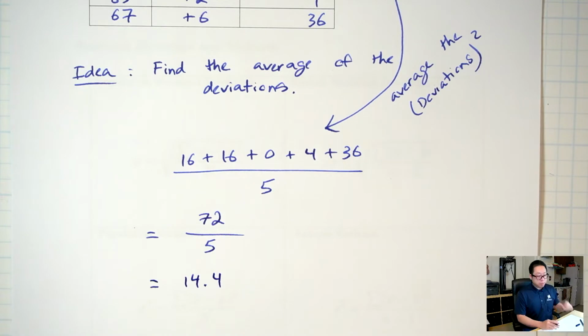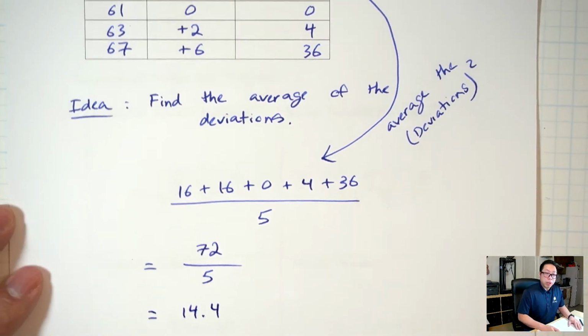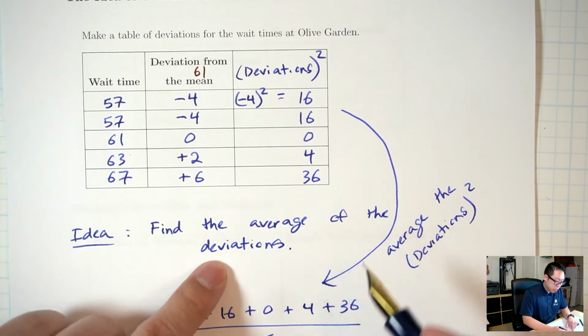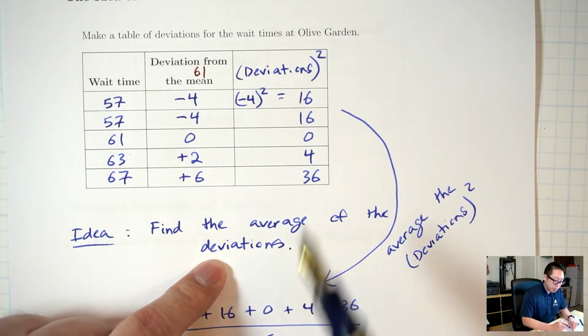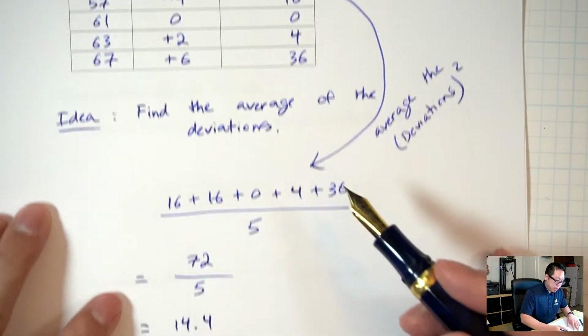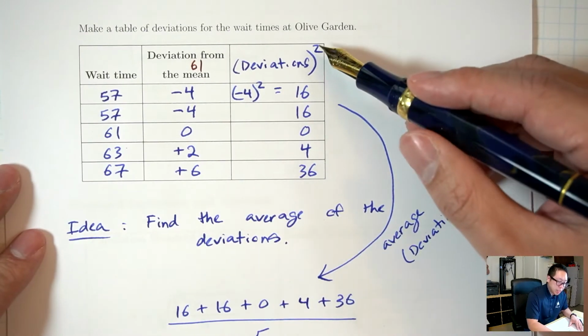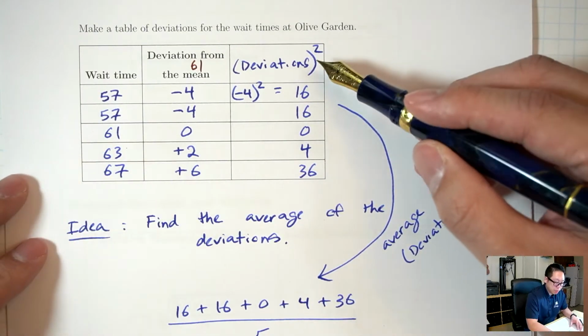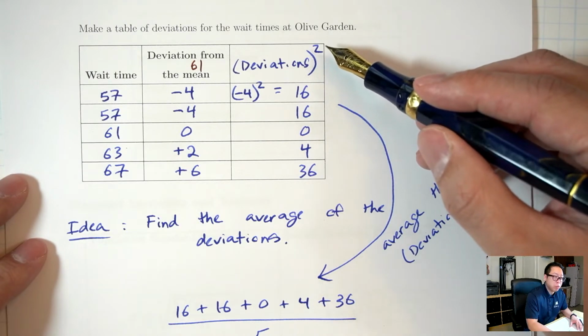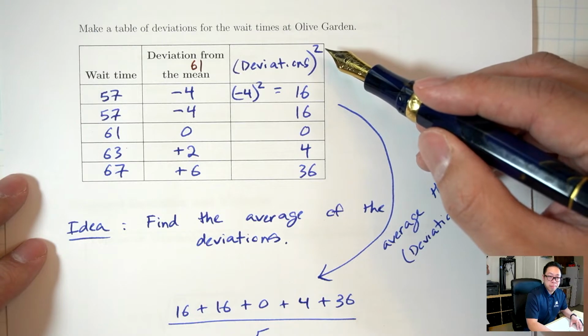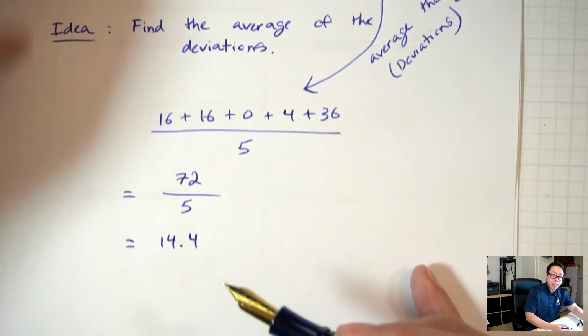Now, I'm not done, okay? Remember, what I really wanted was the average of the regular deviations. But instead, I squared them, and then I took the average. So what I want to do now is, how do I get rid of the square? In algebra, if you have something that's squared, how do you undo a square? You take the square root, okay? And that's exactly what I'm going to do next.